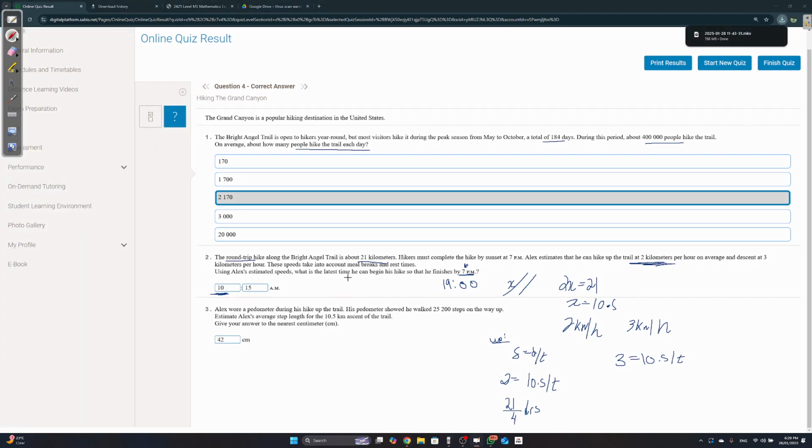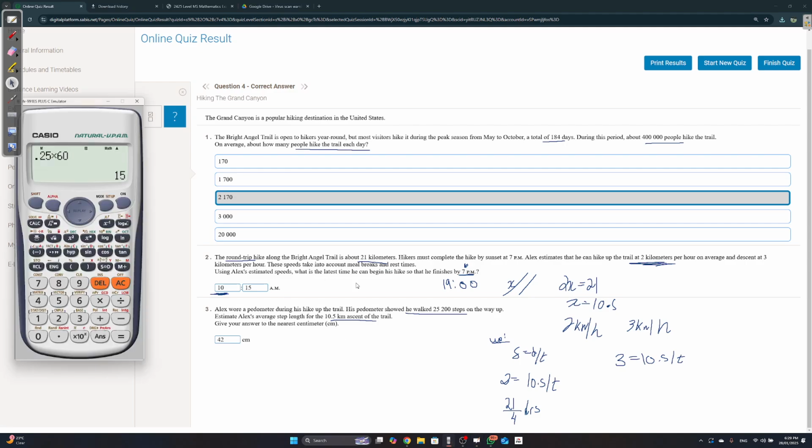Alex wore a pedometer for his hike up the trail. His pedometer showed that he walked 25,200 steps on the way up. Estimate Alex's average step length for the 10.5 kilometer ascent of the trail. Okay. So 10.5 kilometers, he walked 25,200 steps. We need to know how much is one step, right?